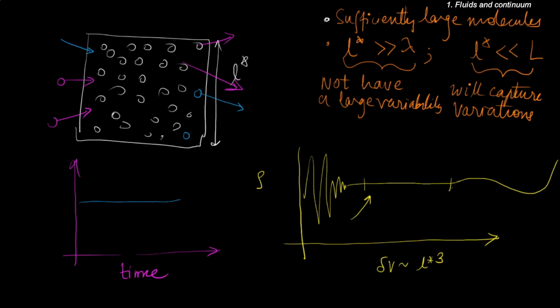Okay, and typically for fluids it can be as small as 10 nanometers because liquids are very closely spaced. For gases it can be as small as 100 microns, and it depends on the temperature because the mean free path will also depend on the temperature.